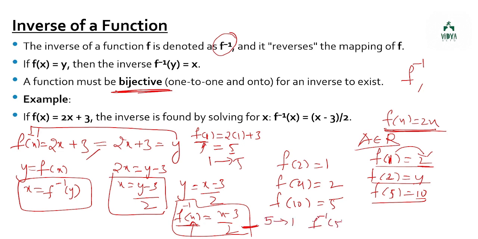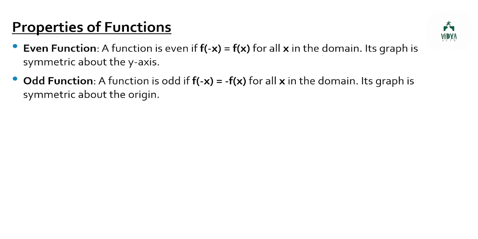f inverse of 5 is equal to (5 minus 3) by 2, which is 2 by 2, equal to 1. Yes or no? Is it proved or not? That's it. Inverse means the mapping gets reversed. This is the inverse function. Okay. Now the properties of functions. This is also important. Direct questions will be coming on this.